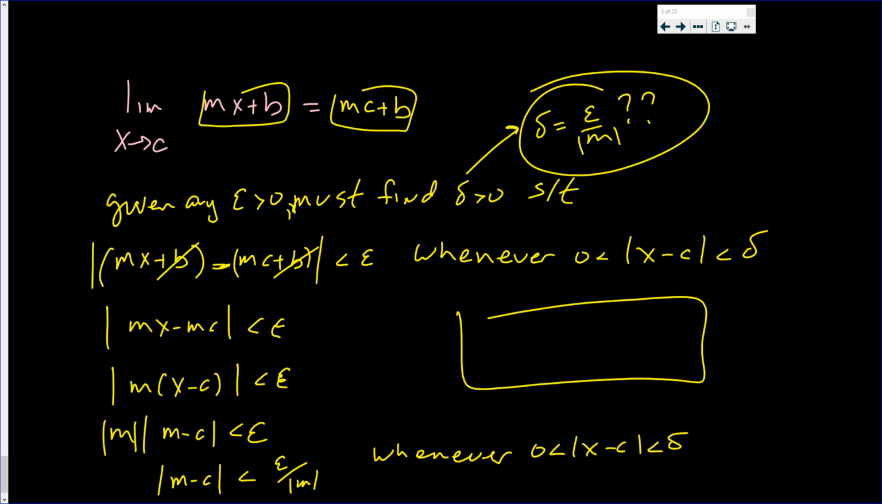Now, I ran out of board space. I can't scroll down anymore. So I'll write my answer here. Choose delta to equal that. Delta should be epsilon over, not the slope, I apologize, but the absolute value of the slope. Okay, this completes the video on epsilon delta proofs.